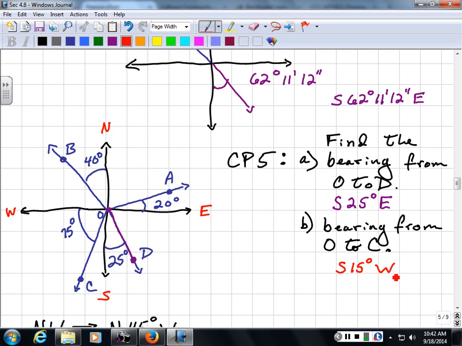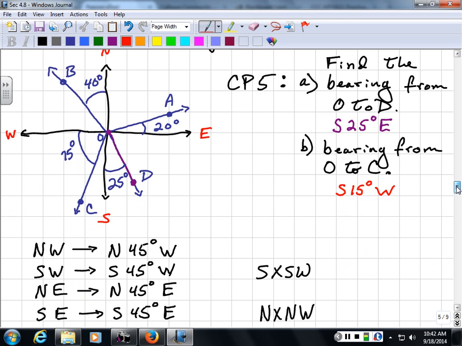South 15 degrees west, right? I'm not concerned about the 75 degrees here. I'm concerned about this angle off the south. Since this is a 90-degree angle total, 75 from 90 gives me 15, so it's south 15 degrees west. How many of you, when we first started thinking about this, thought I'd be 75 degrees southwest? People do that. They make that mistake, okay?